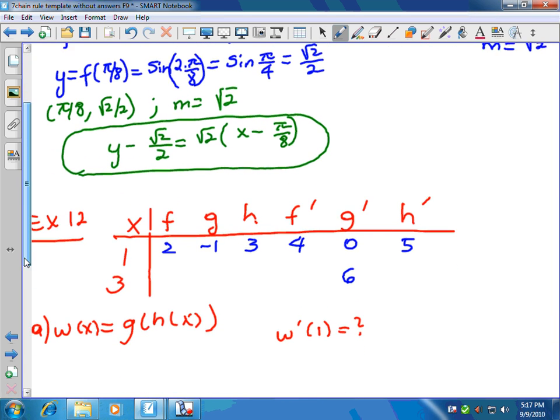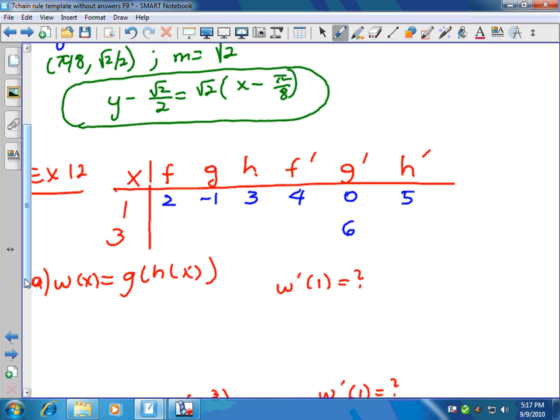And the last question we'll do on the chain rule is this weird looking example. I say weird because we have no equations for f or g or h. We just have a numerical table. Now, how do we interpret the results of this table? Let's just take a look for a minute.